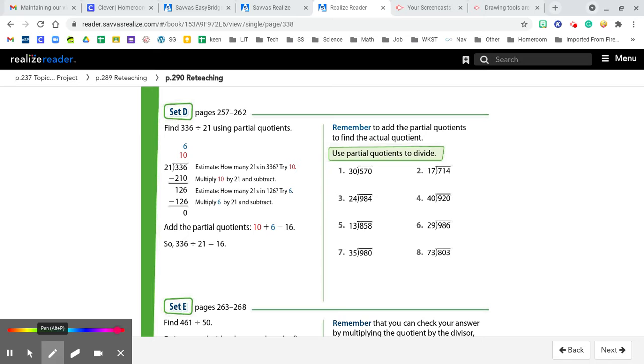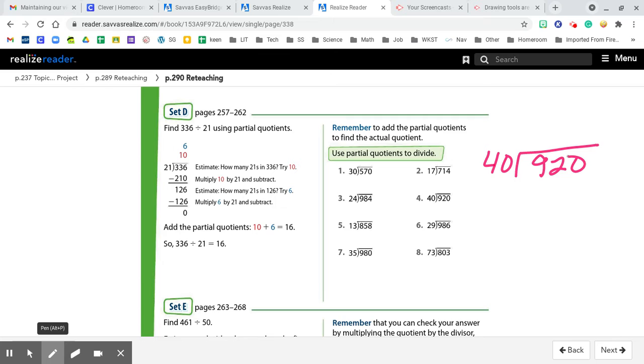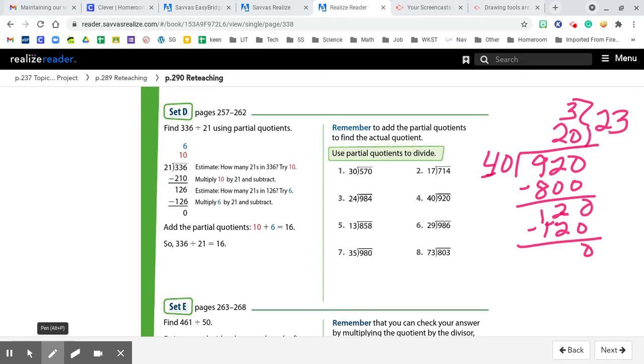Number 4, 40 goes into 920. And I know 40 times 10 will be 400, but I know 40 times 20 will be 800. That'll get me out a little bit quicker. And using my front-end estimation skills, 4 goes into 12 3 times, so 40 times 3 is 120. So when I combine that, I get 23 for my final answer for number 4.